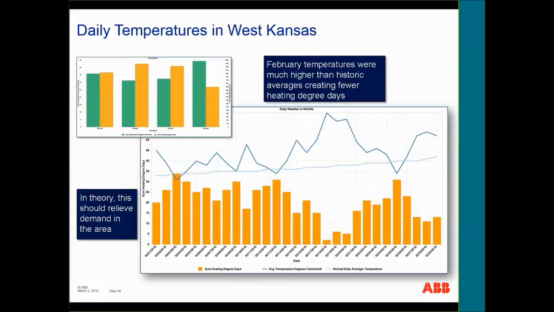So to drill in a little bit more to our February time frame, we have a year-over-year chart in the top left and a daily chart in the bottom right of our temperature, our normal daily temperature, and the heating degree days. Being a winter month, when we have a heating degree day, people kick on those heaters because it's cold, and we're expecting to see more of a demand rise. The big takeaway here is that February temperatures were actually a lot higher than they've been historically, and that's what you see in the top left. That average temperature, the green bar, is much higher for February of this year compared to Februaries of last year, and the heating degree days is much lower. So in theory, this should really relieve demand in the area.